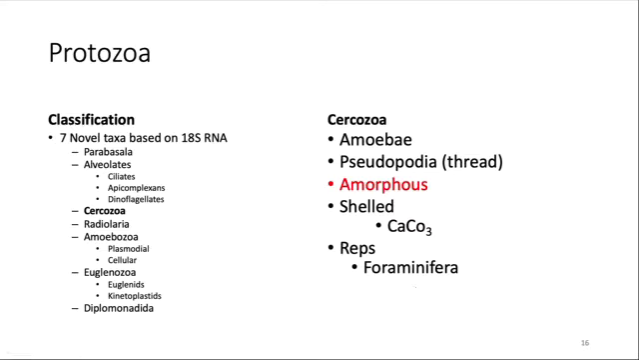Then you have Cercozoa. So we've already looked at Parabasalids, we've looked at Alveolates, and now we're looking at Cercozoa. They are amoebae. That is, they have pseudopodia. They are amoeba-like in nature. They have these false legs, and so they are amorphous. So there's a very distinctive characteristic that their body changes shape. Their shells are made up of calcium carbonate, and representatives of the group will be Foraminifera.